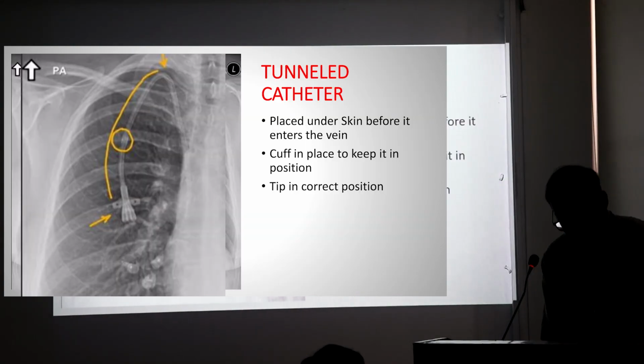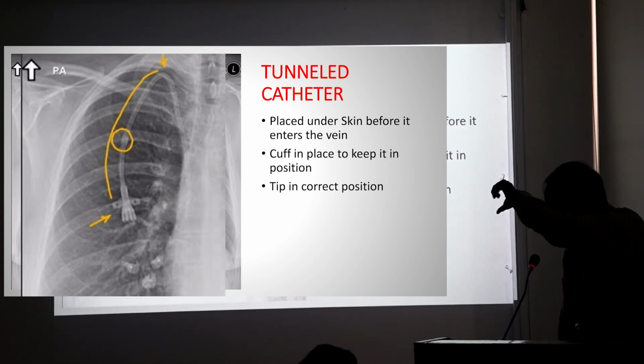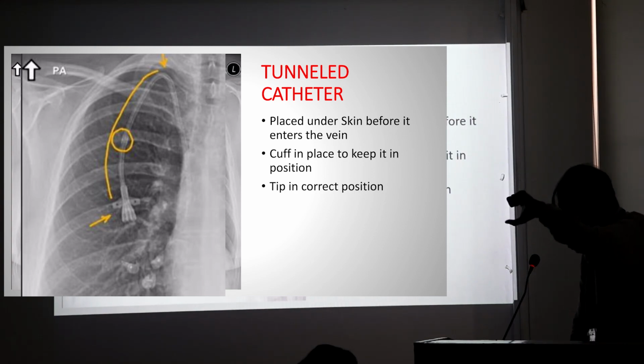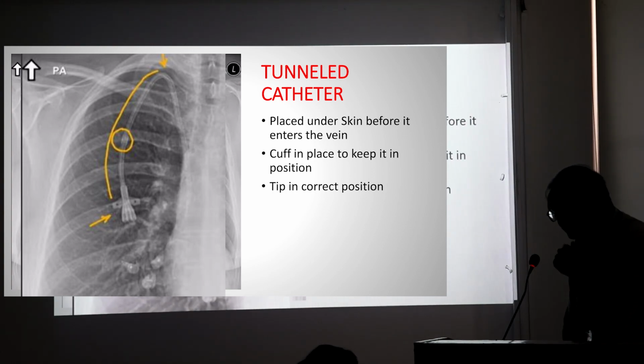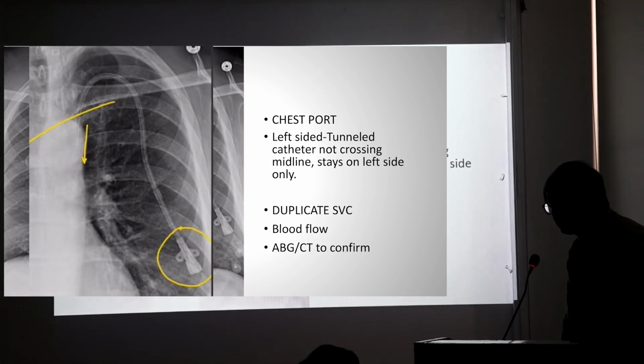So this is a type of tunneled catheter. It is placed under the skin before it enters, where you can see the kink at the neck is where it is entering the vein, and previous to that is the portion which remains inside the subcutaneous tissue. This is a zoomed picture. The circled one is where you can see that there's a cuff in place to keep it in position. This lies in the subcutaneous plane, okay? And we can see the tip is at the correct position where there is a deflection, the SVC and right atrium deflection. So the next one, this is a chest port.